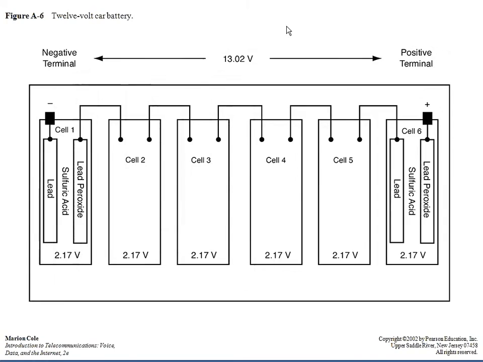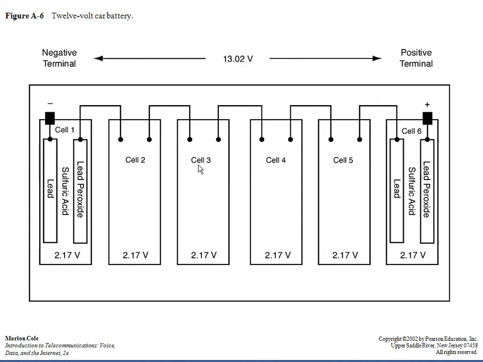We can do the same thing with wet cell batteries. Here we have a 6-cell car battery that has a total of 12 volts. The 6 cells each have one lead and one lead peroxide plate in a bath of sulfuric acid as an electrolyte. And the cells are connected in series.